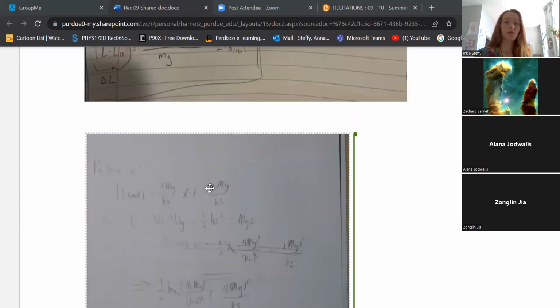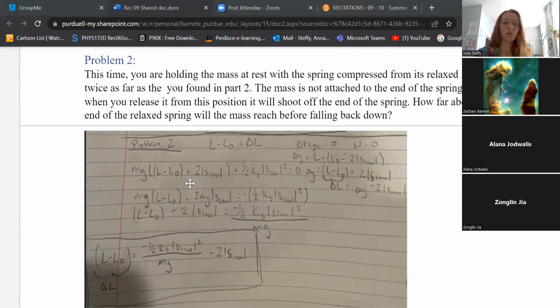Let me see. Yeah, so I think the only difference is right here, I had just delta y, and you put in L minus L naught plus 2. Yeah, I did, because my understanding was that we were trying to solve for L minus L naught, because that's the distance the mass was off of the spring at the end. And I think that's what we're trying to solve for.